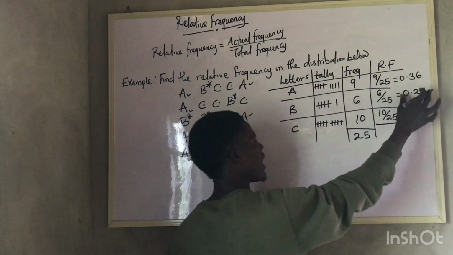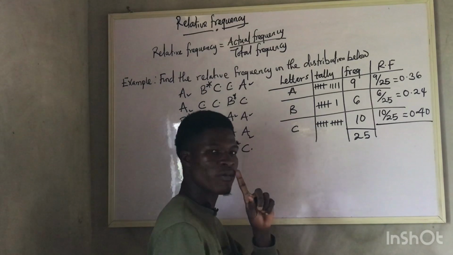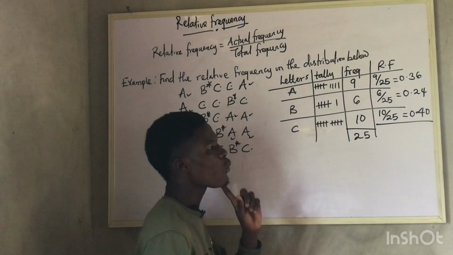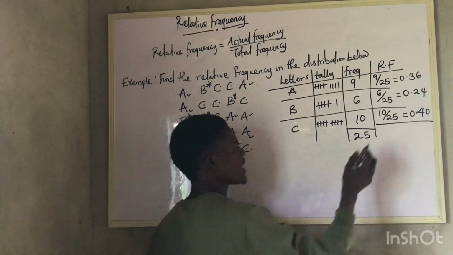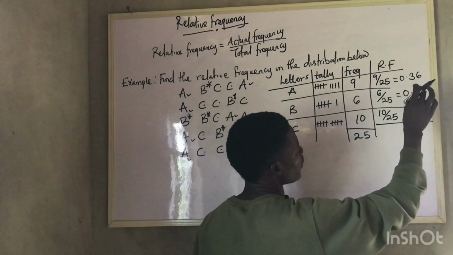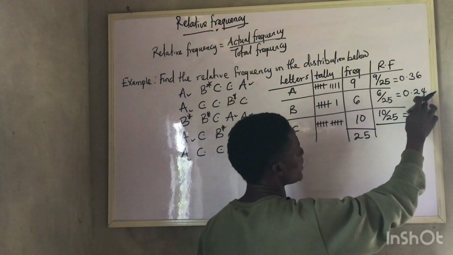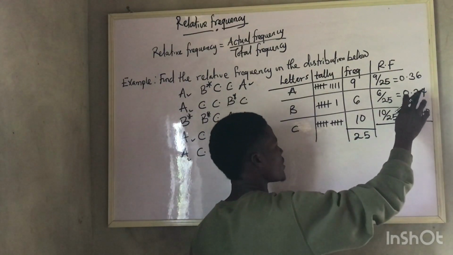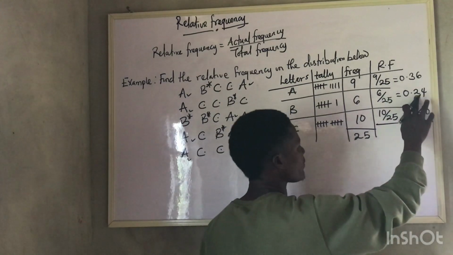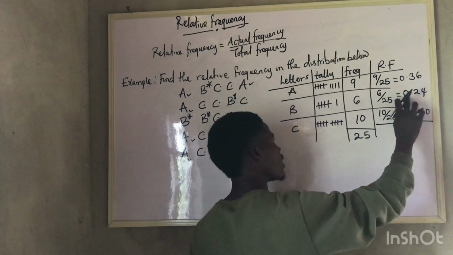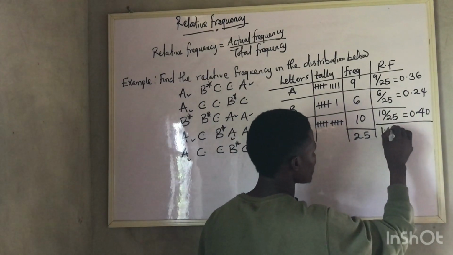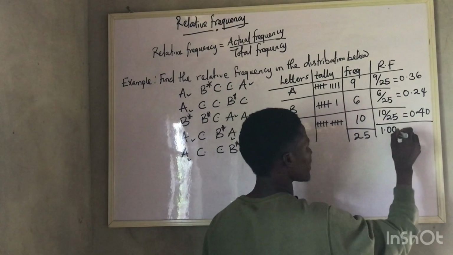Now, if you total what you have here, it must give you 1 or 100%. So let's add 0.36 plus 0.24, which gives us 0.60. 0.60 plus 0.4 will give us 1.00. Are you seeing that now?